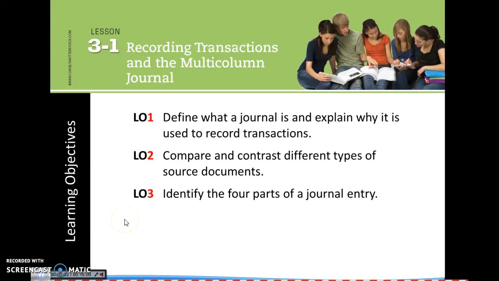Okay, so chapter 3 is recording transactions and the multi-column journal. We're going to define what a journal is and explain why it is used to record transactions. We're going to compare and contrast different types of source documents and identify the 4 parts of a journal entry.